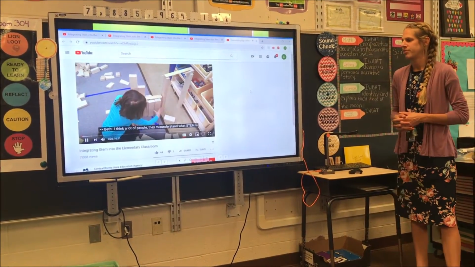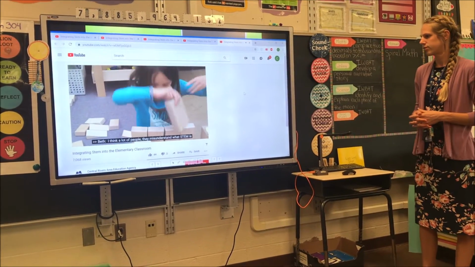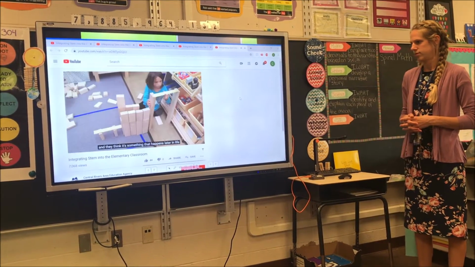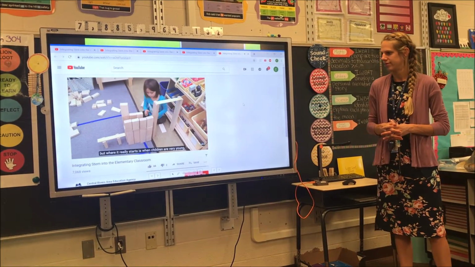I think a lot of people misunderstand what STEM is, and they think it's something that happens later in life. But where it really starts is when children are very young.